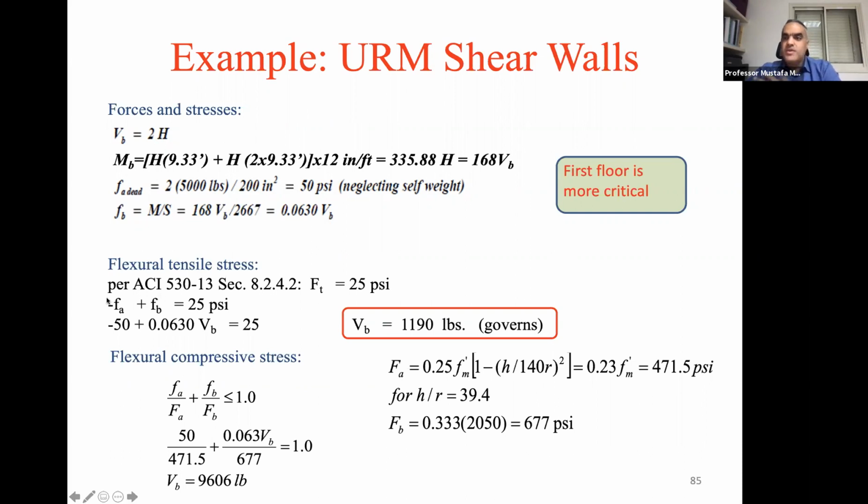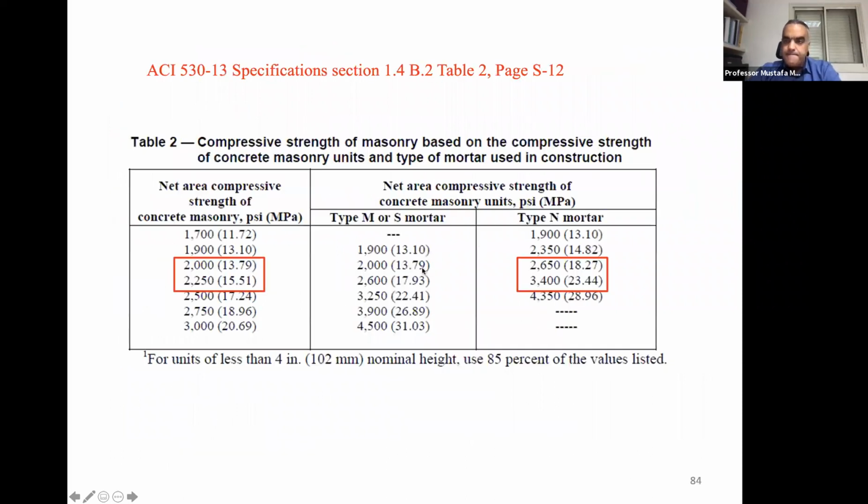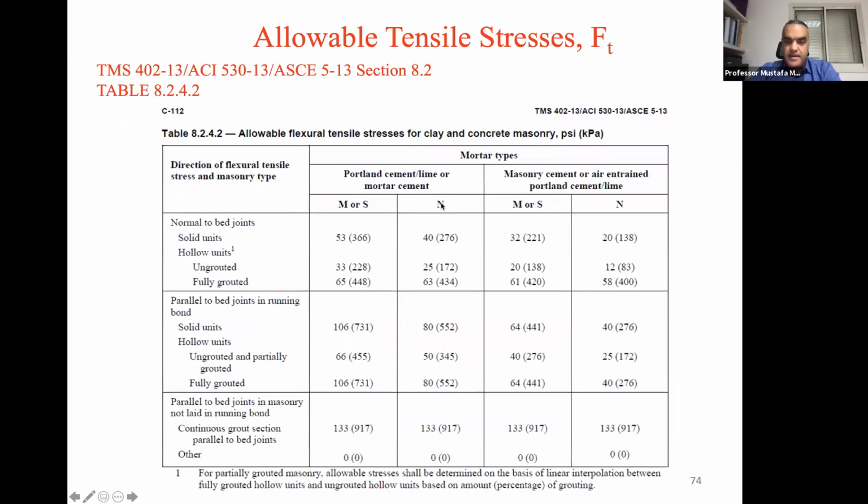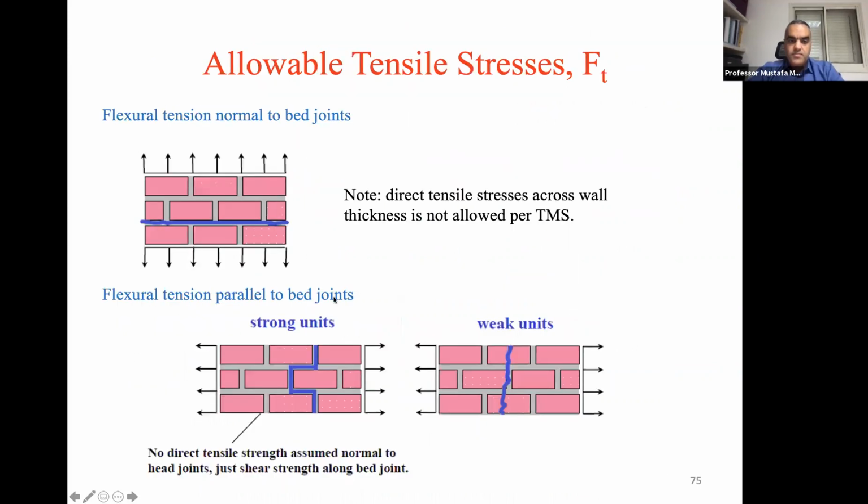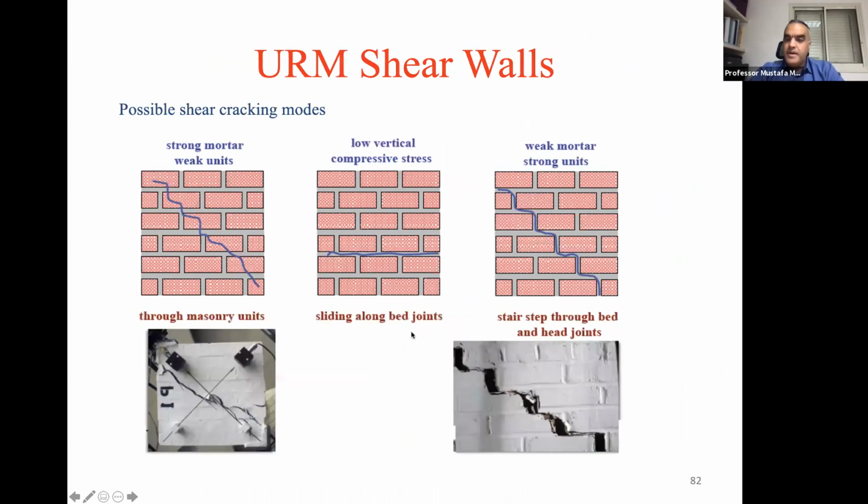So based on the allowable stresses that we have, we can calculate the maximum allowable load. According to the codes, minus FA plus FB is 25. So 25 is coming from here. It's type N, a hollow unit, ungrouted, and the stresses are normal to the bed joint. So the 25 is coming from here. From this, we can determine VB, it's equal to 1190 pounds.